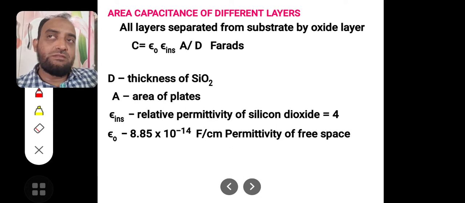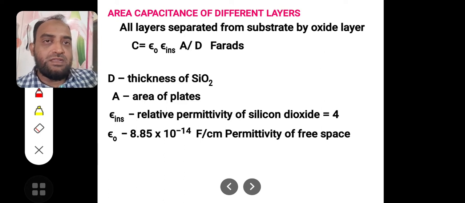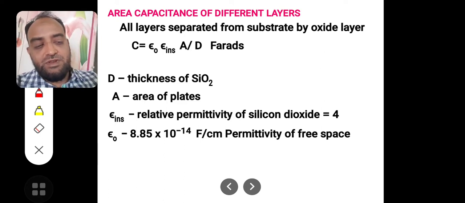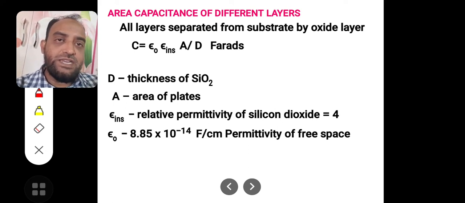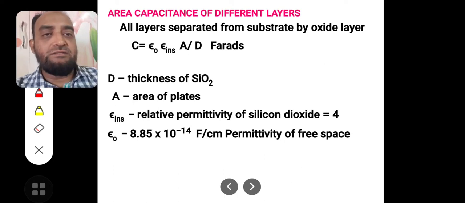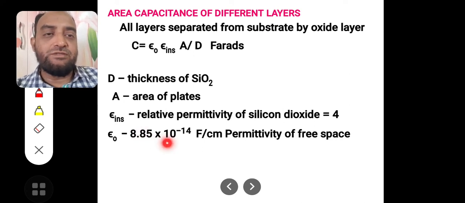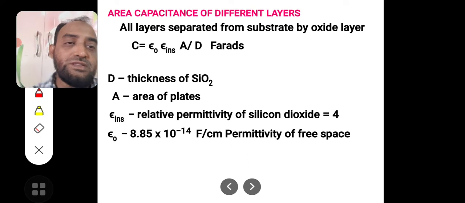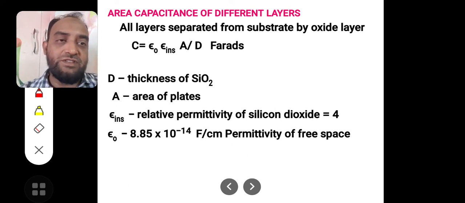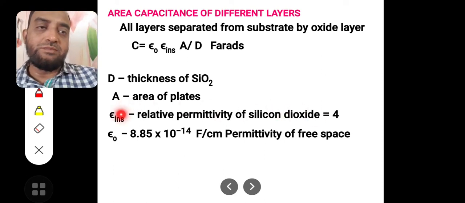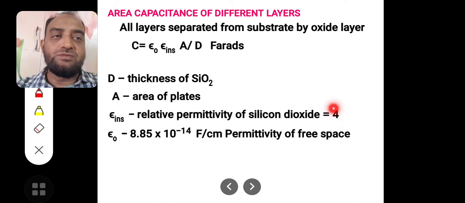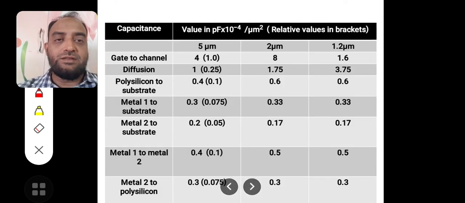The formula for capacitance is C = εA/D, where ε is ε0 times ε_INS. ε0 is the free space permittivity and ε_INS is the permittivity of the insulator that is used. D is the thickness of SiO2, A is the area of the plates, and ε0 has a standard value of 8.854 × 10^-14 farads per centimeter, which is the permittivity of free space. If you use SiO2 as the insulator, its relative permittivity is almost equal to 4, it is 3.8.